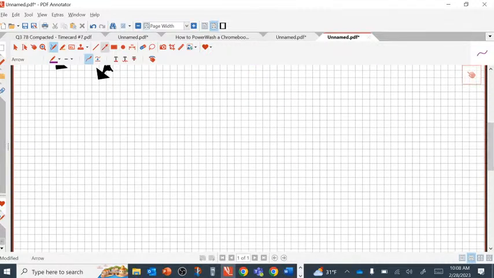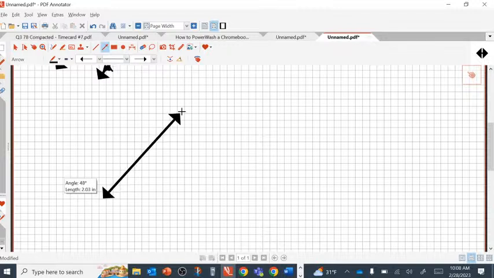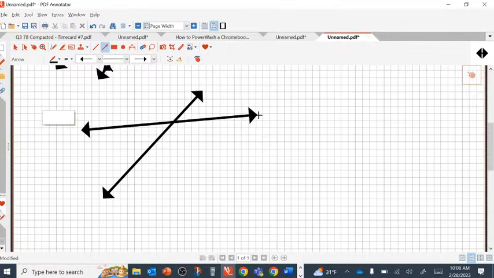Got a pencil? Okay, here it comes. Draw this, and then two parallel lines going through it like this.